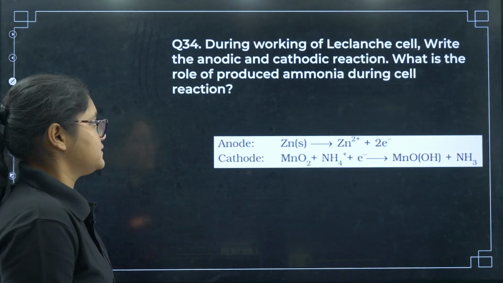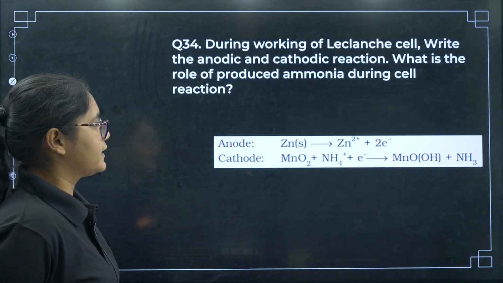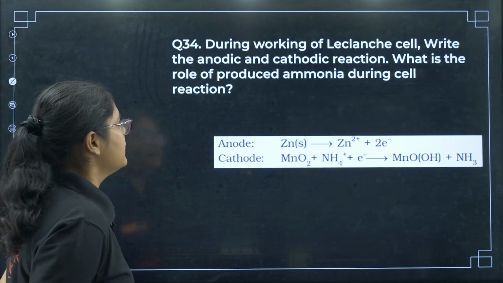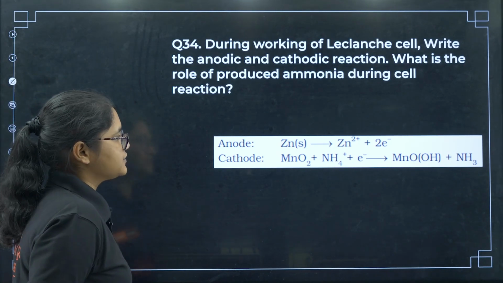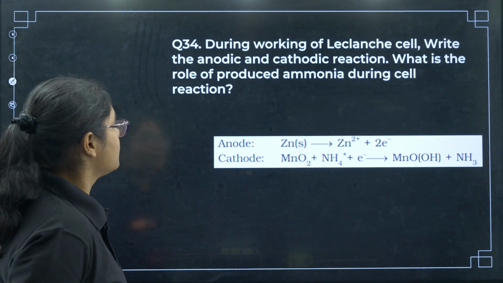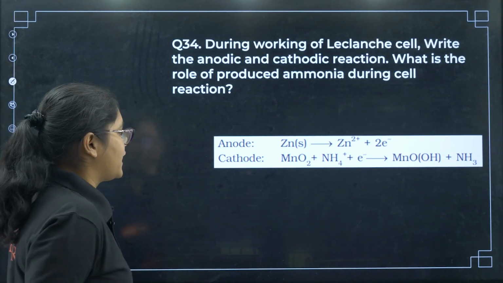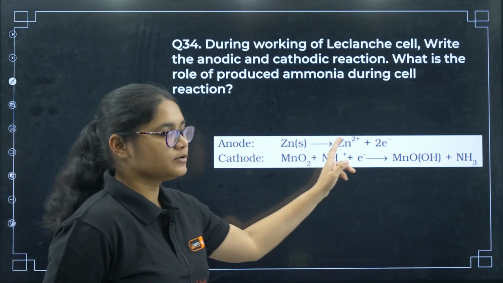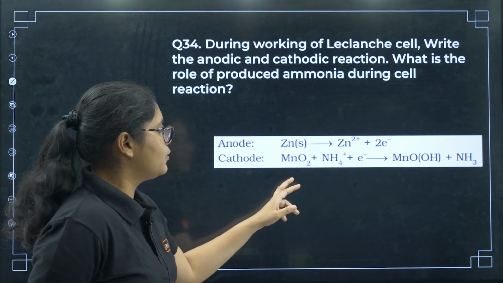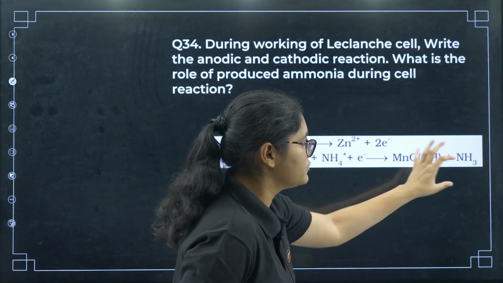Next, during the working of a Leclanche cell, that is a dry cell, write the anodic and cathodic reaction. What is the role of the produced ammonia during the cell reaction? So if you write first the reaction, zinc undergoes oxidation and MnO2 undergoes reduction to give you this compound.